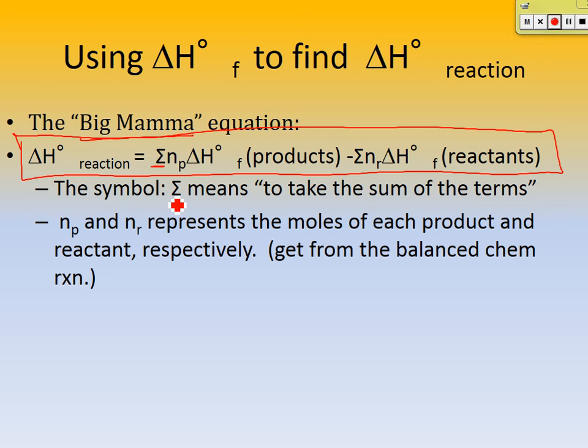So the symbol sigma means take the sum of the terms. N sub P and N sub R represents the moles of each product and reactant. So N sub P is moles of the product, and N sub R is moles of the reactant. And you will get those numbers, those moles, from a balanced chemical reaction.